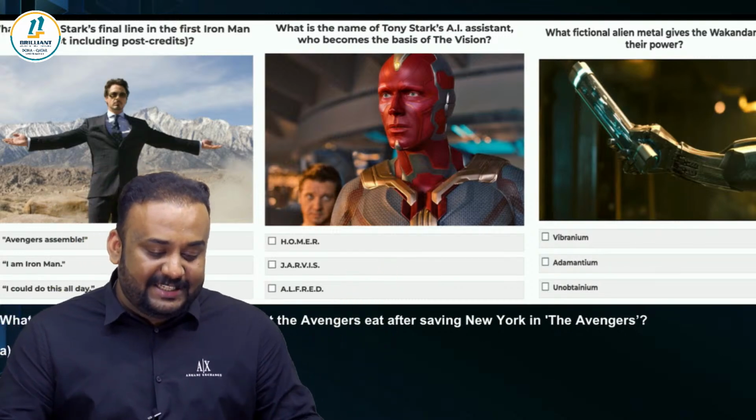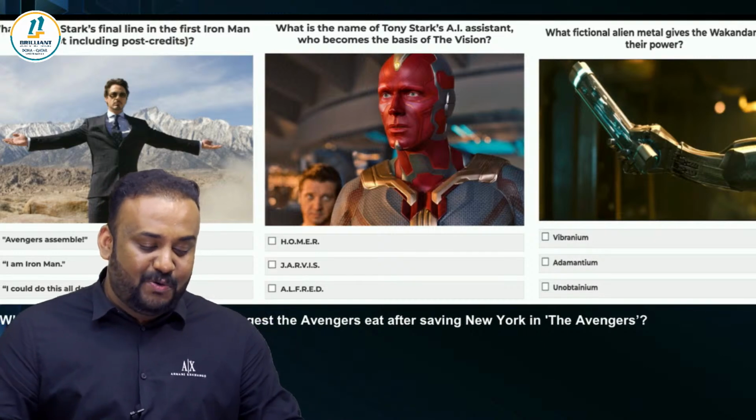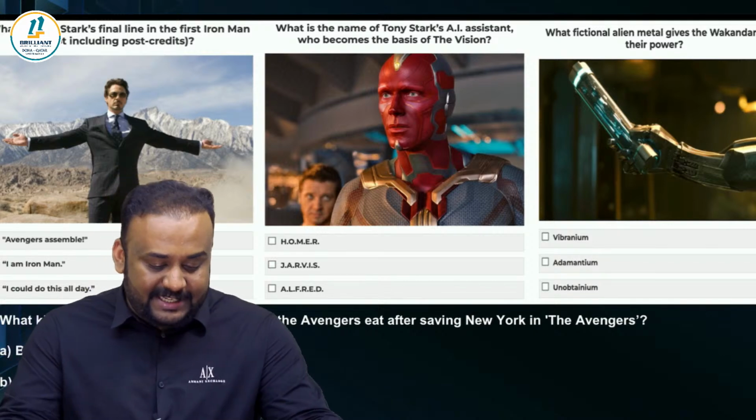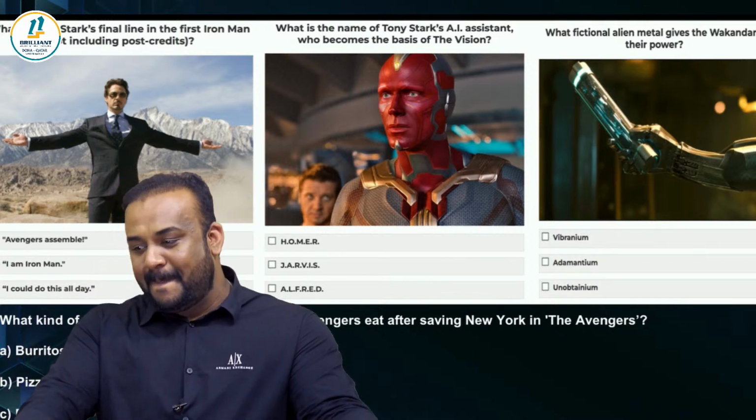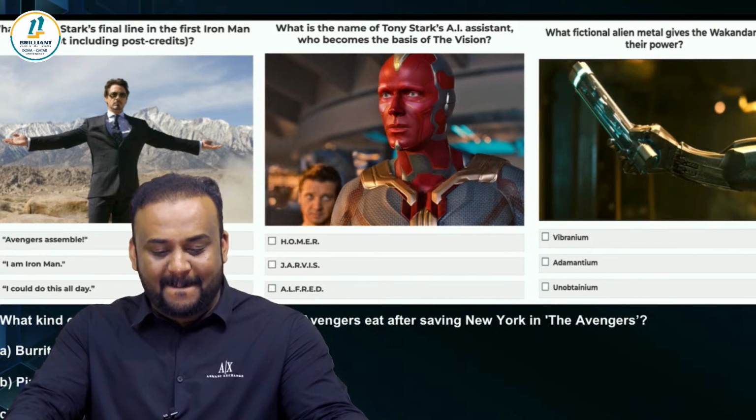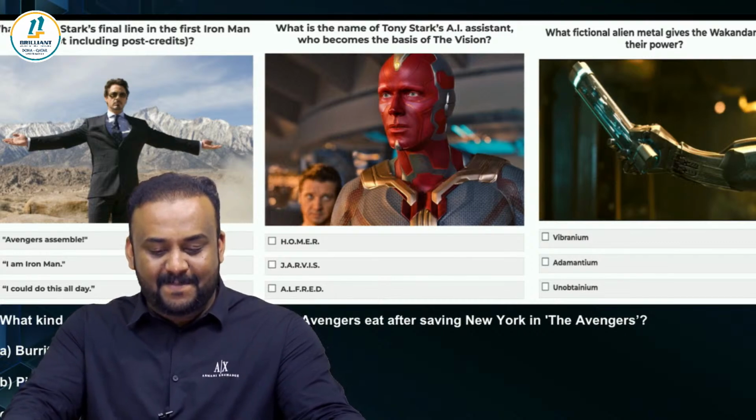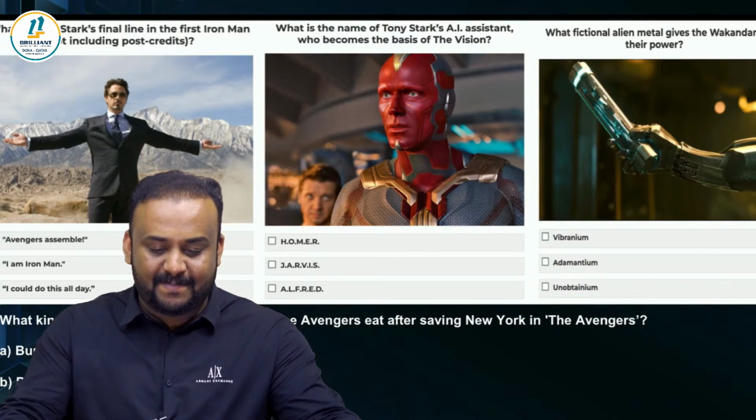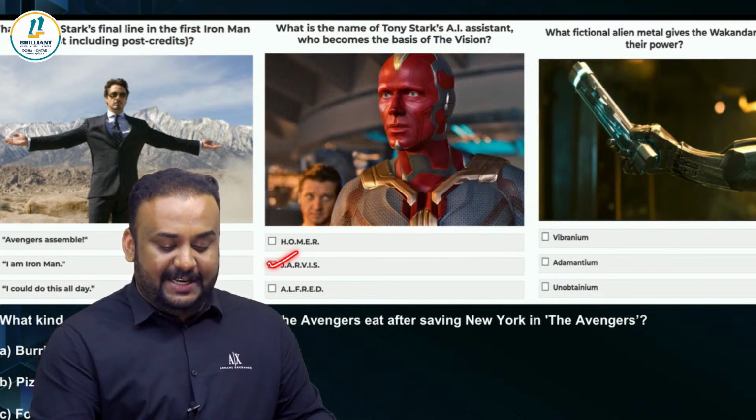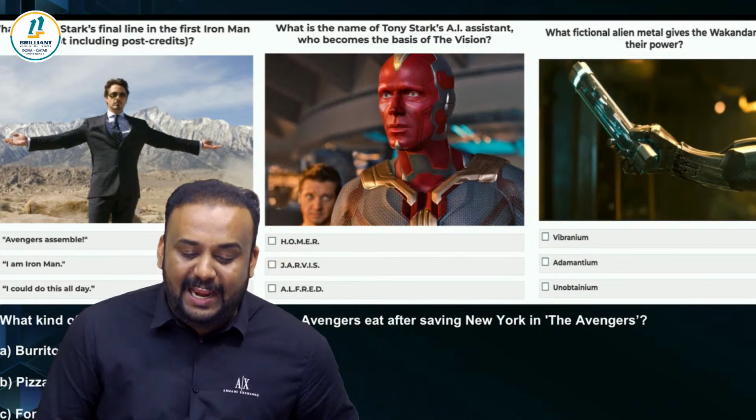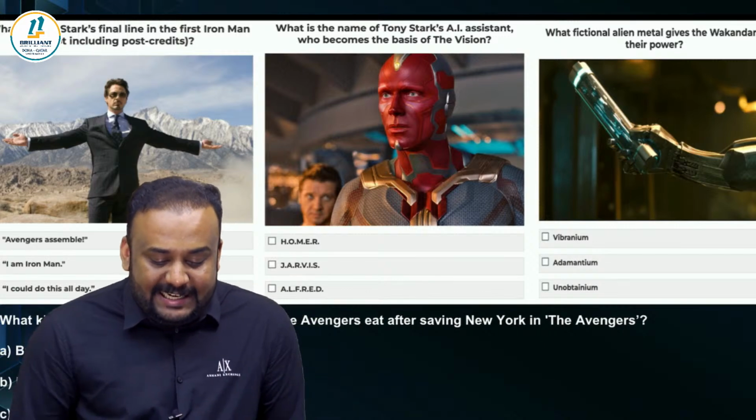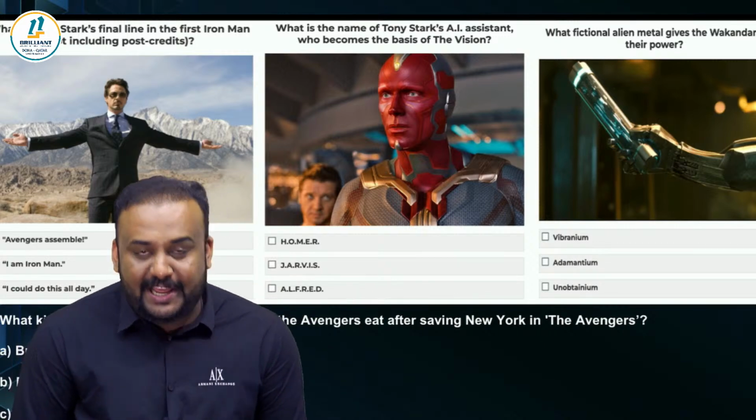The next question, what is the name of Tony Stark's AI assistant who becomes the basis of the Vision? Is it Homer? Is it Jarvis? Is it Alfred? Okay, most of you are saying the correct answer. It is Jarvis. What fictional alien metal gives the Wakandans their power? Is it vibranium? Is it adamantium? Or is it unobtainium?